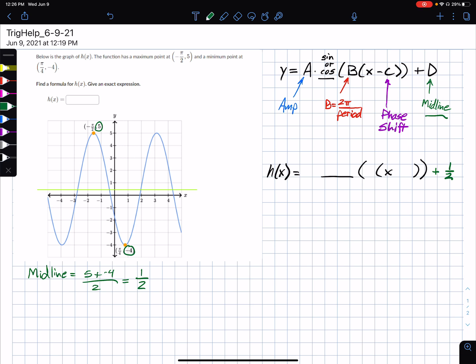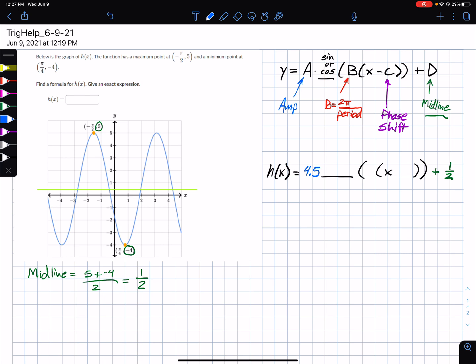Now, using the midline and knowledge of the mins or maxes, we can figure out this amplitude value. What's the height from the midline, or I should say the distance from the midline to the max, which will also be the same as the distance from the midline down to the minimum. So this is actually not a tough one at all. You can just count that it's 4.5. So I'm going to go 4.5 for my amplitude.